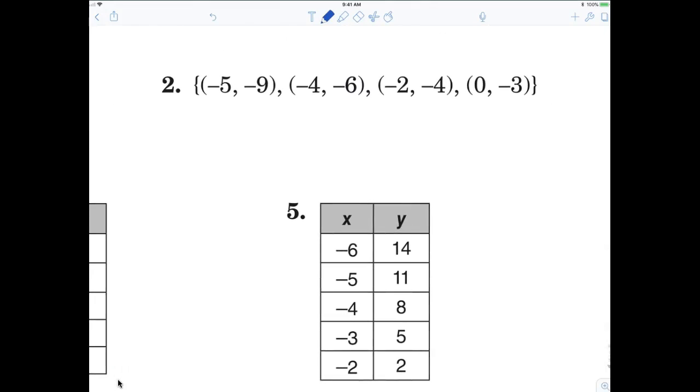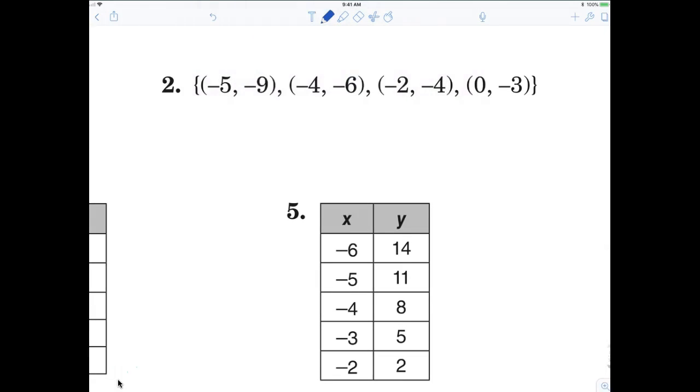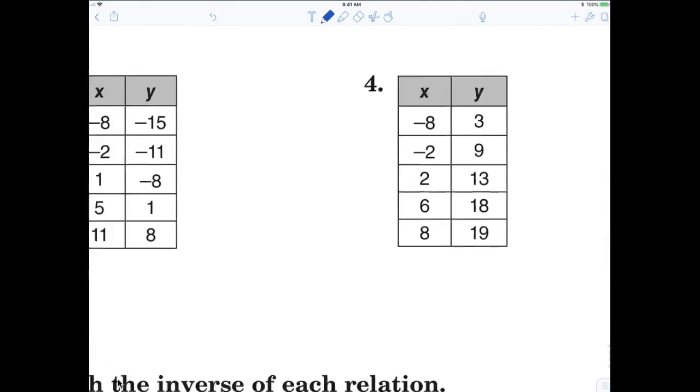For question number 2, let's have CC tell me what the answer is. Good. And that's if they're listed as an ordered pair. She's perfect on that. Anybody have any questions? That's simple, I told you. All right. Now, question number 3.